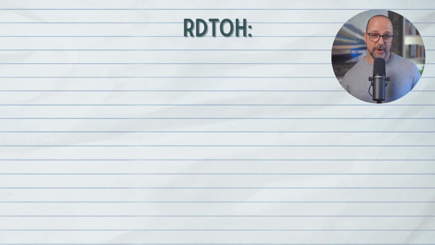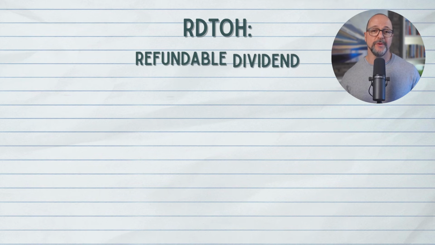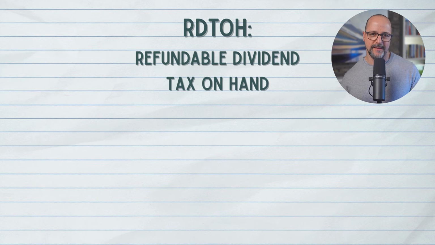So next up is the RDTOH account, or the Refundable Dividend Tax on Hand. Now, the fact is that this is actually divided into two parts.